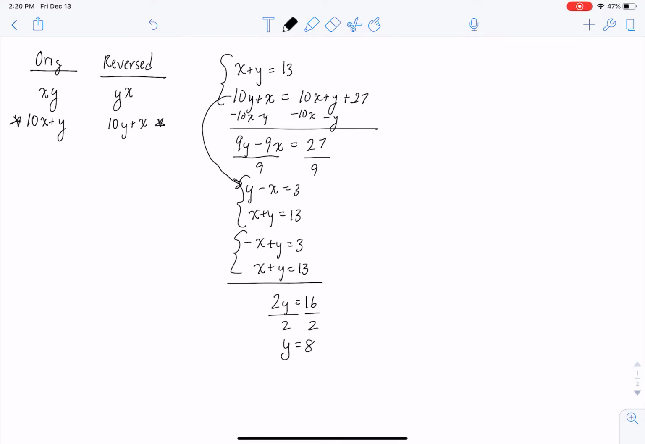And now I'm going to use the equation x plus y equals 13, and I'm going to substitute in the 8. And we subtract 8 from both sides, we get x equals 5. Now the question says, what is the original number? Now the original number I represented as xy. So the original number would be 58, right? Because x was 5 and y was 8.